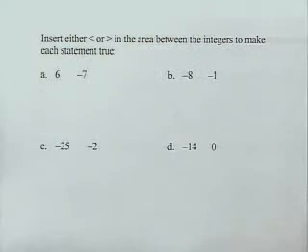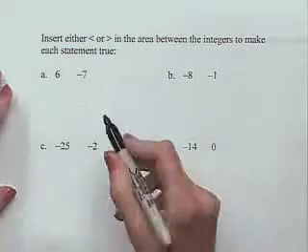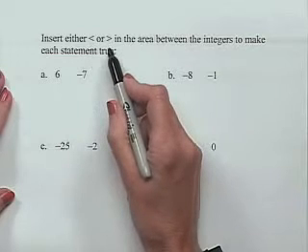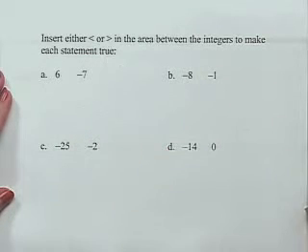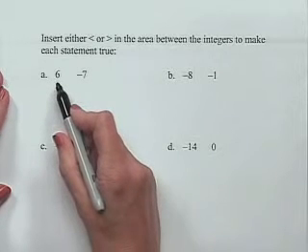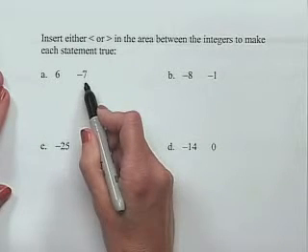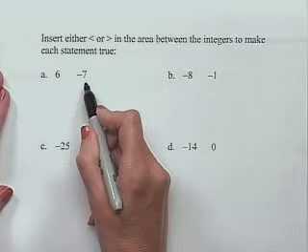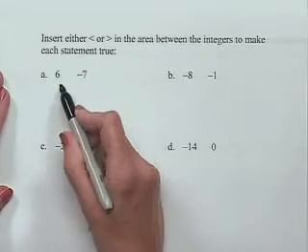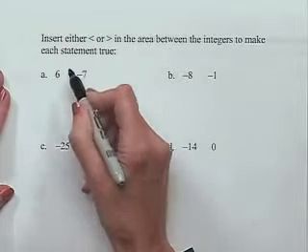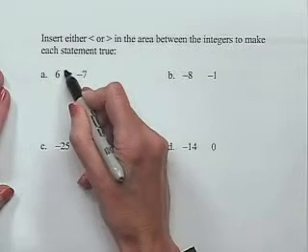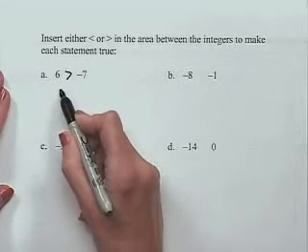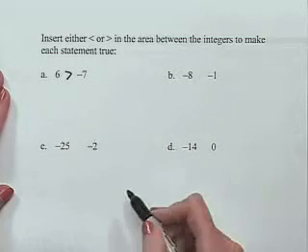Now let's look at ordering integer values. Insert either the symbol for is less than or the symbol for is greater than in the area between the integers to make each statement true. Our first pair is the number 6 compared to the number -7. Since 6 is to the right of 0 and -7 is to the left of 0, we know that -7 would be to the left of 6 on the number line. For that reason, 6 is greater than -7. Our larger values will appear to the right of the smaller values.